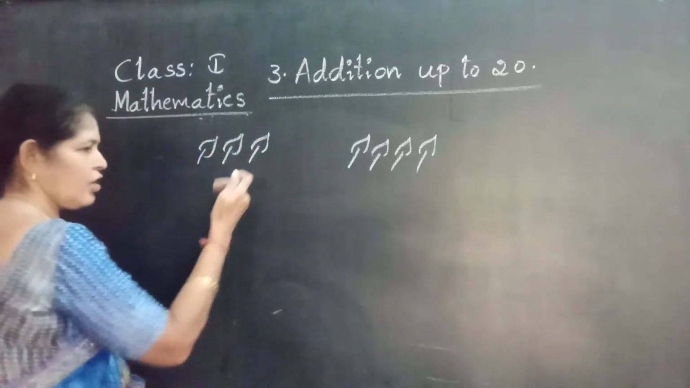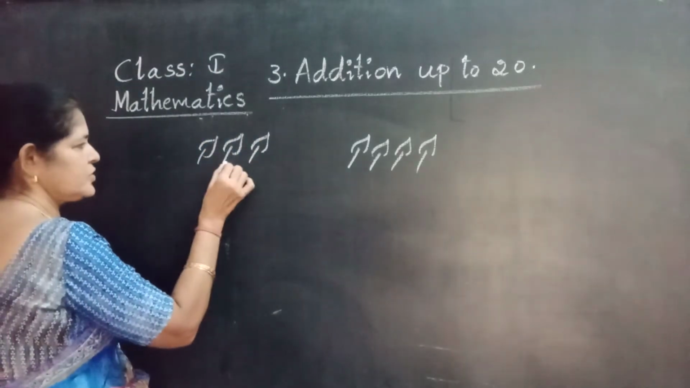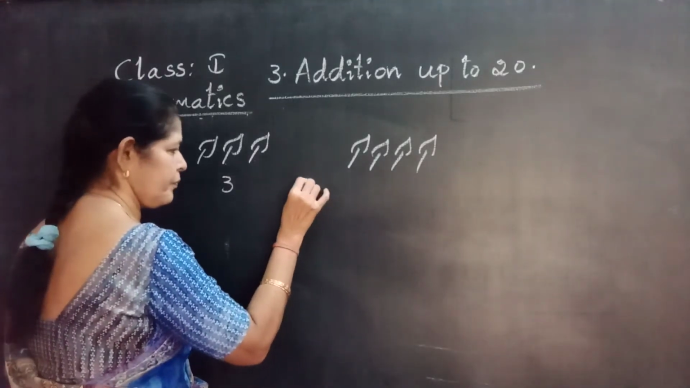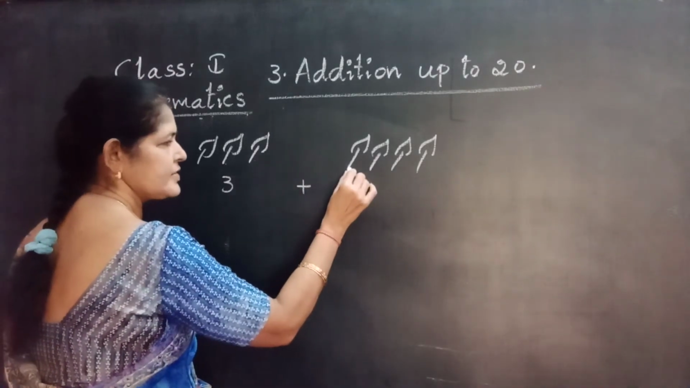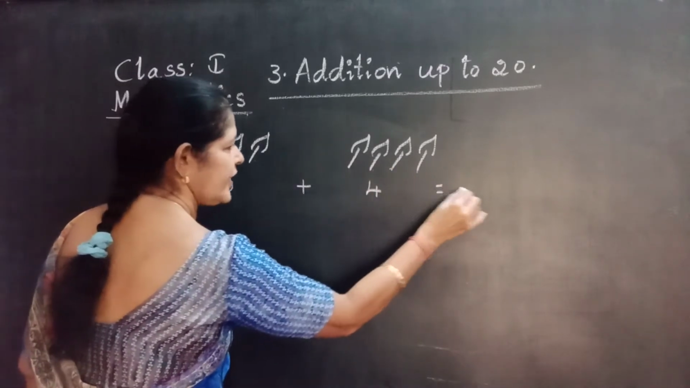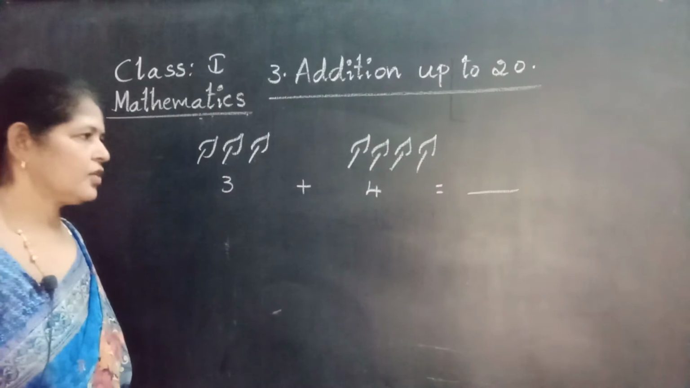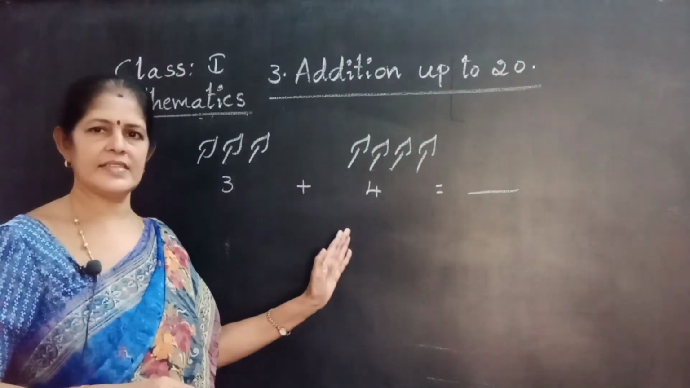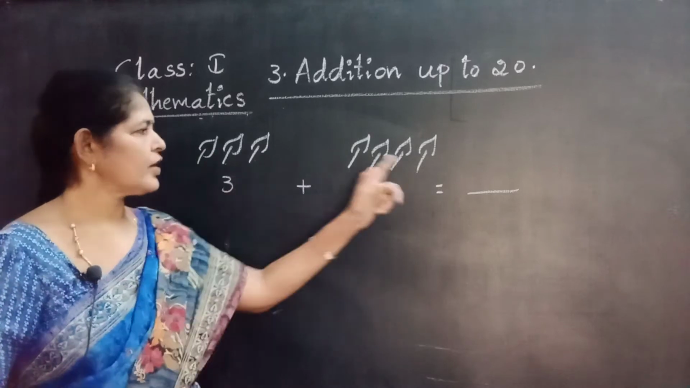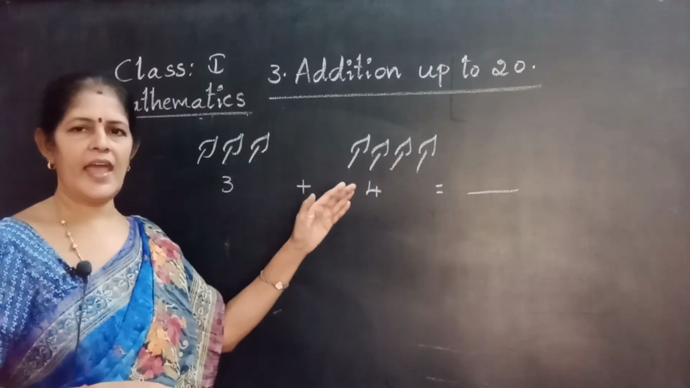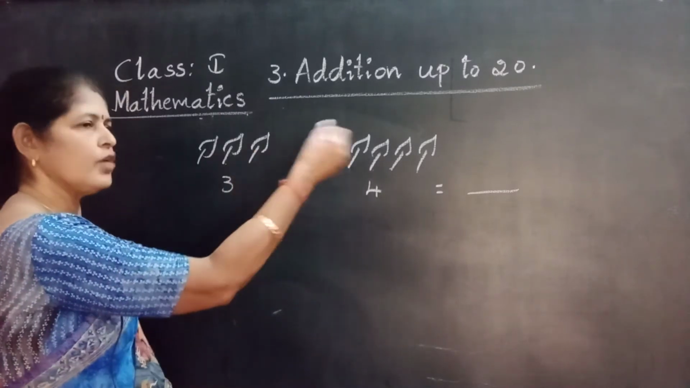First we have to count the number: 1, 2, 3. 3. What is the symbol for addition? Plus. Now count these things: 1, 2, 3, 4. 4. Then find the total. How do you get the total? We put together the given two numbers, or we count together the given objects. Here objects are there, so we count them together.